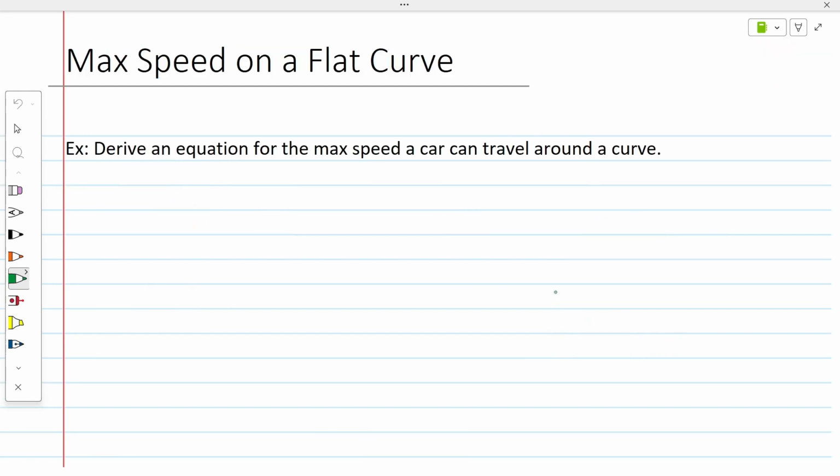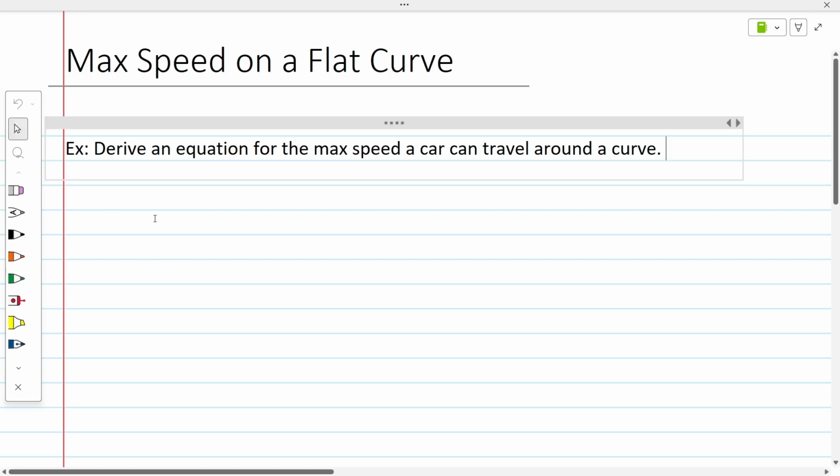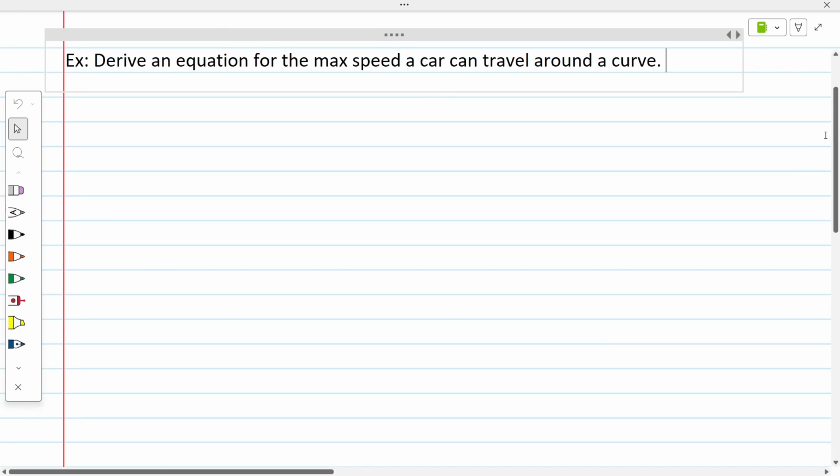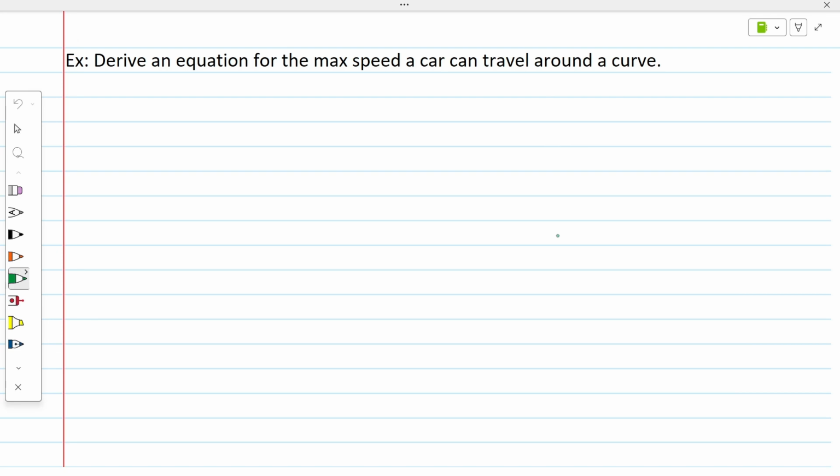Now let's apply this to find the max speed on a flat curve. So basically what we're trying to find here is, if a car is traveling around a curve, what is the max speed that it can travel, given certain parameters. The parameters that we're going to be allowed to use in this equation are the coefficient of friction, the gravity, and the radius of the curve. You would have to know this, but this might be a formula that you can use for some word problems, but I'll go ahead and derive the equation and show how this is made.